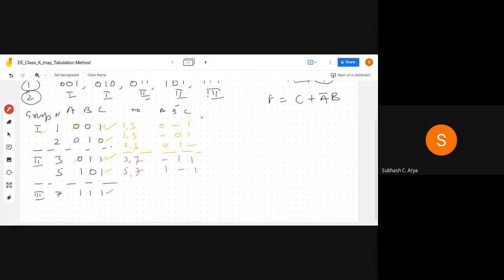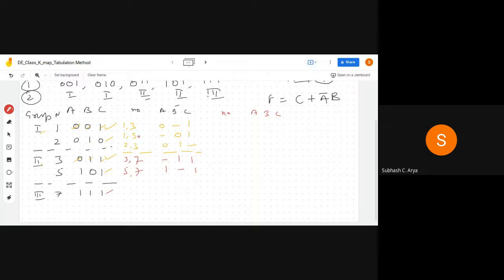Now moving to the next step, if permissible. Again the same procedure. Here suppose we write the numbers and then A, B, C. So is 1, 3 comparable to 3, 7? We check: this is 0, this is dash, this is dash, this is 1, 1, 1. So there is more than one bit change. So 1, 3 and 3, 7 cannot be compared.